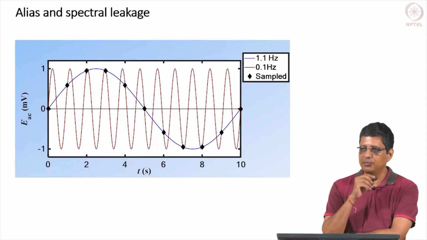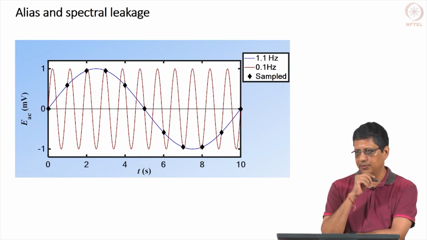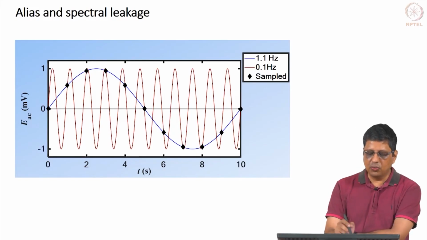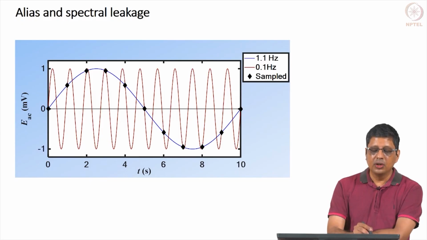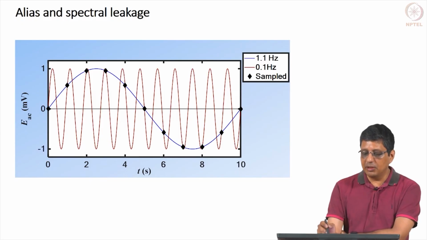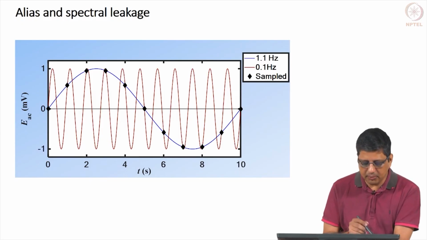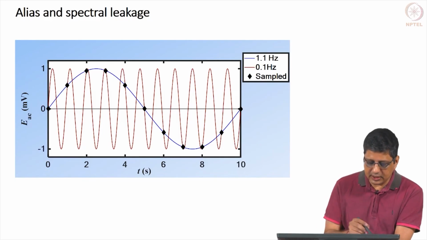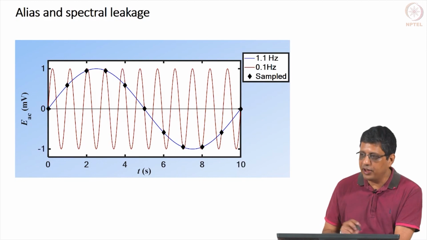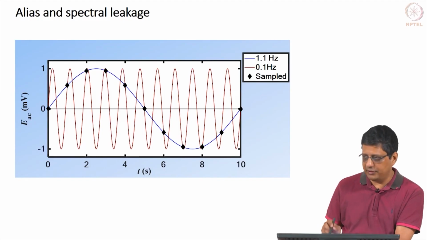There are different problems. One is called aliasing, another is called spectral leakage. Aliasing, I want to show one example here. Let us say you have a signal which is given by the, I think I have not given it correctly, but it is alright. The legend is not correct. The brown color wave is the high frequency wave. This is 1.1 hertz. In 10 seconds, I have 11 waves there.